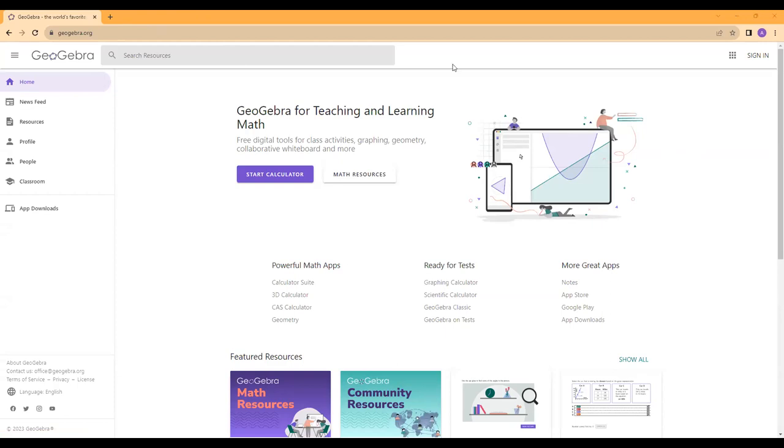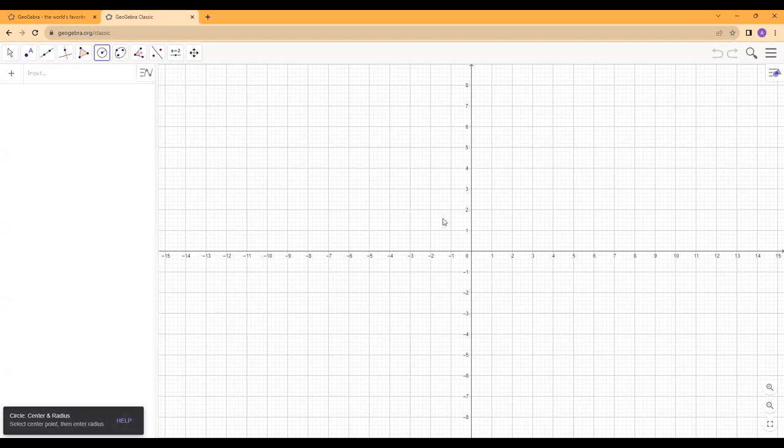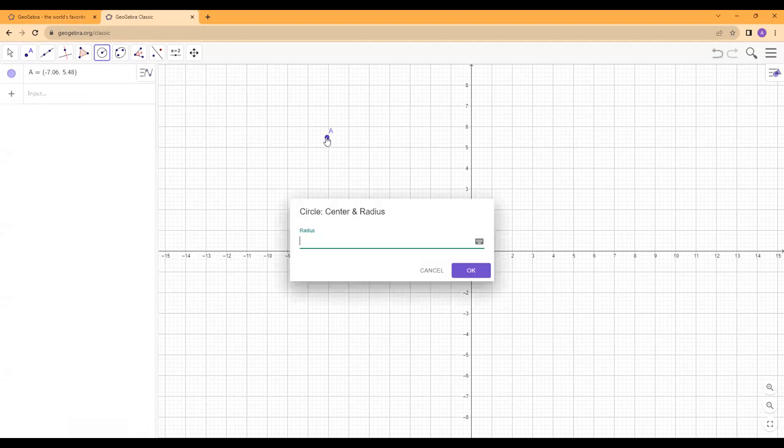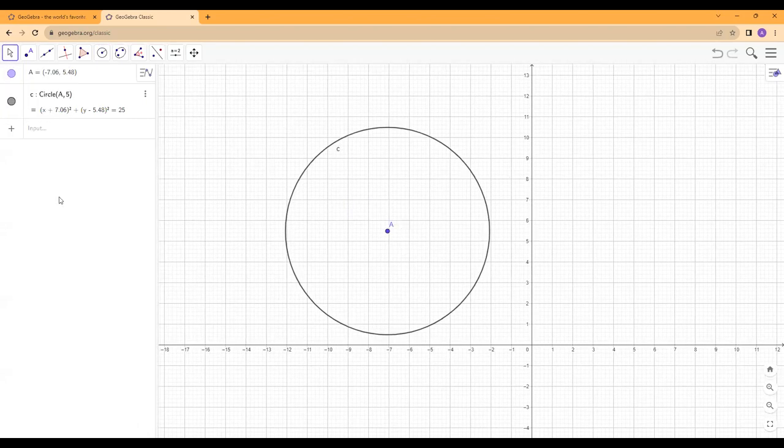Now, everyone, are you able to see my screen? Yes, ma'am. Okay, so I'm using this software online. These are the dots you can see. I'm using GeoGebra Classic. So I'm explaining the circle properties. For circle properties, we can take a radius. So I'm taking a radius of 5 centimeters.